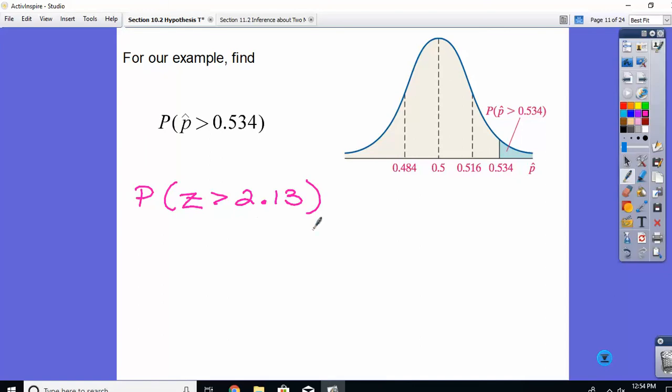So if I just want to measure the probability of that occurring, greater than is 1 minus. If I looked up 2.13 on my table, I get 0.9834. So there is a 0.0166 probability of having above that 0.534 that we observed for our p-hat. So there is only a 1.66% chance that this happens. So that's unusual. We would reject.